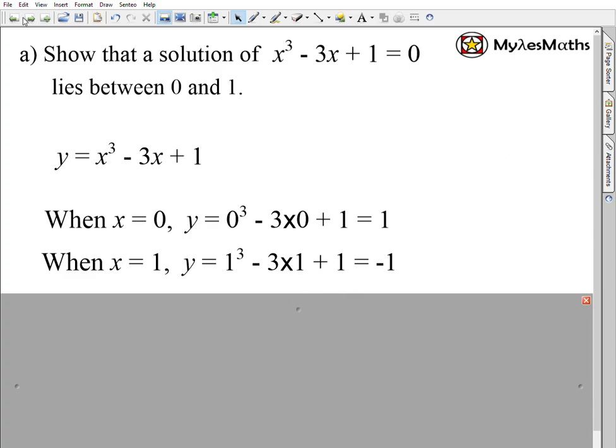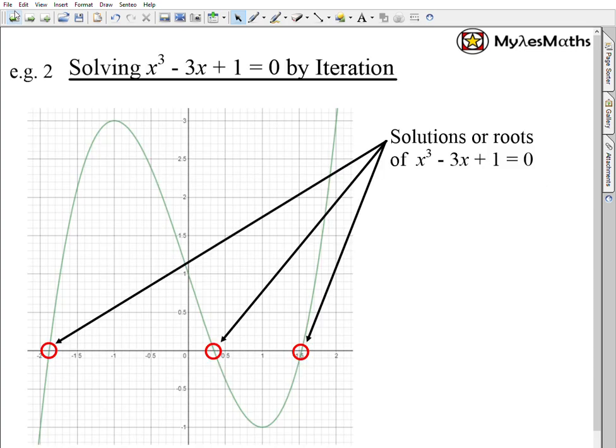Now, these correspond to 2 points on the graph, so it's worth going back and looking at this. When x was 0, we could see that y would have been 1. And when x was 1, we could see that y was minus 1. And therefore, to get from this point down to this one, I had to cross the x-axis, and that means there had to be a route between those 2 values.